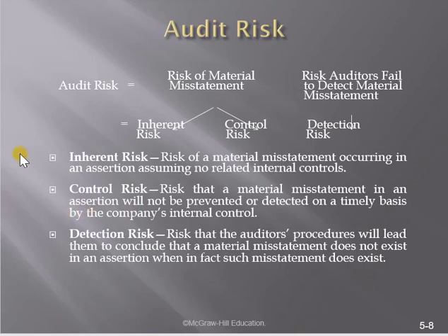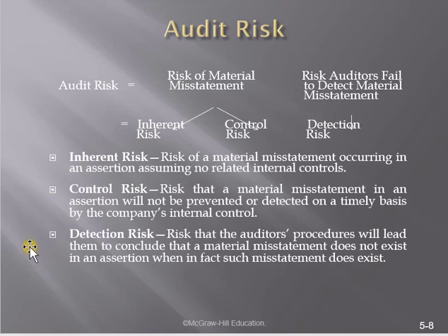And so inherent risk is the risk of material misstatement occurring in an assertion, assuming no related internal controls. So this is before you get to your internal controls. Control risk is the risk that material misstatements in an assertion will not be prevented or detected on a timely basis by the company's internal controls. So something that gets past the internal controls.